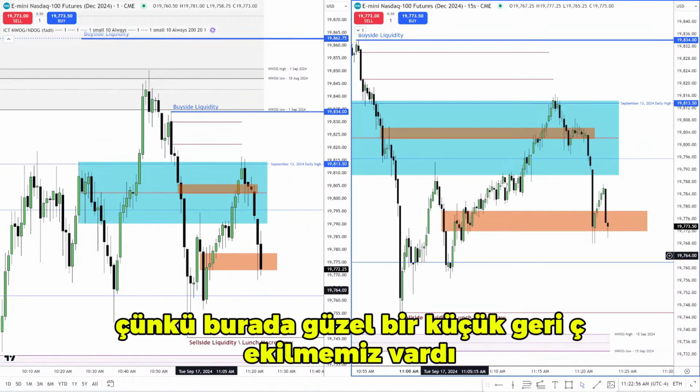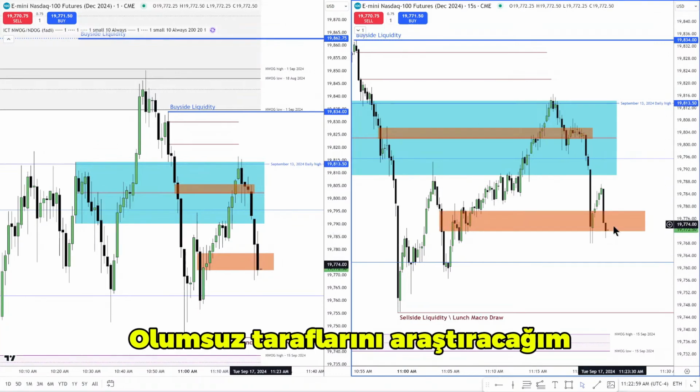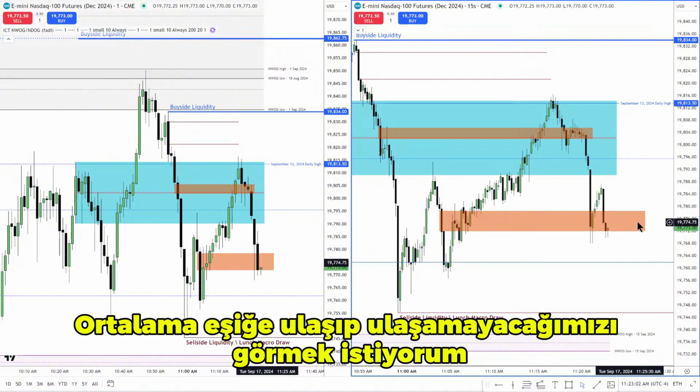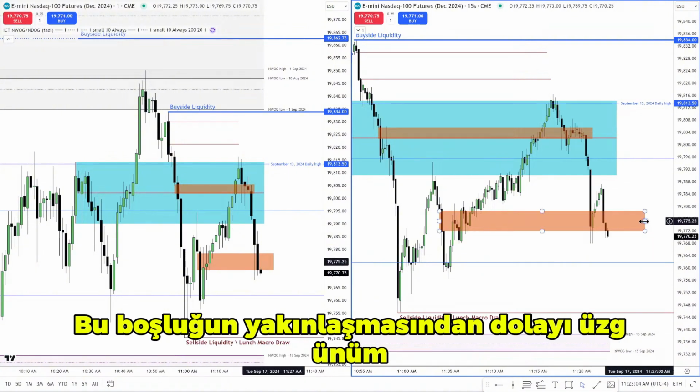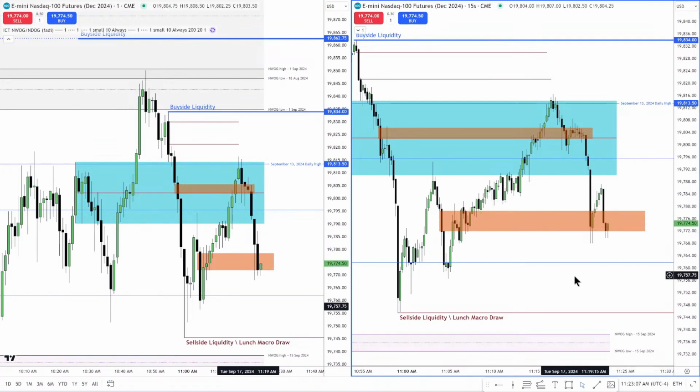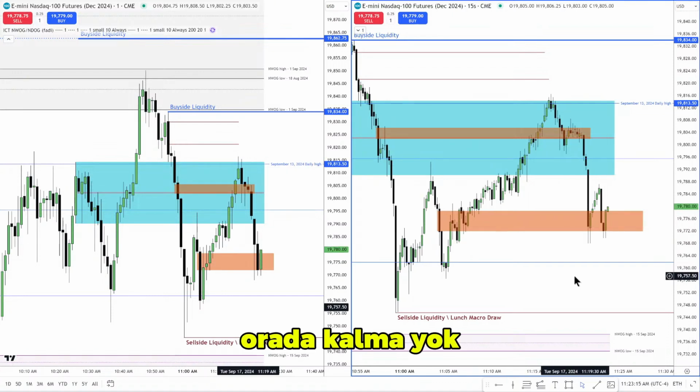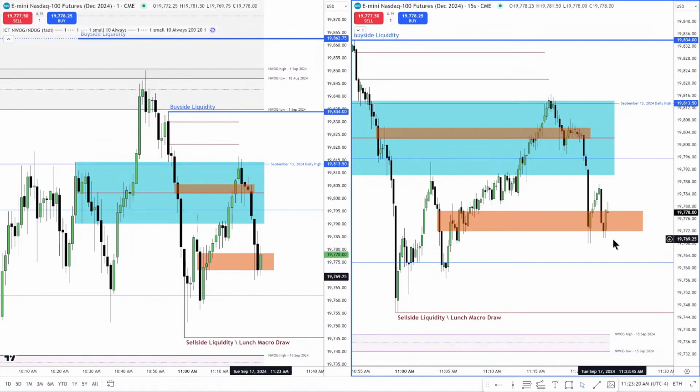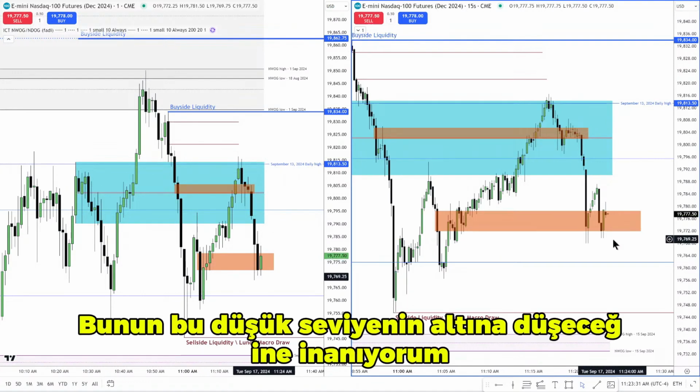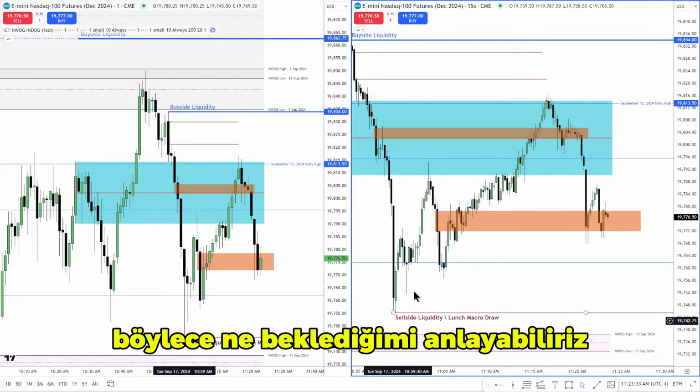And now, because we had this nice little retracement up in here, I'll explore to the downside. I want to see if we can get to the mean threshold, consequent encroachment of this gap. No, stay inside there. All right, I'll wait for it again. I believe it's going below this low, so that way we understand what I'm expecting.